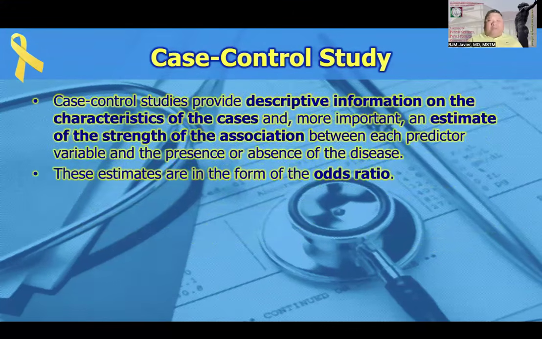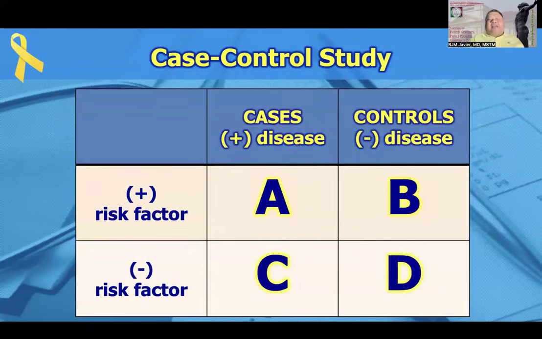Case control studies, however, provide descriptive information on the characteristics of the cases and, more importantly, an estimate of the strength of association. Again, when I talk of association, I am hinting at cause effect relationship. When we talk of the strength of association, this refers to the odds ratio. And this is your 2 by 2 contingency table. Whether or not you're dealing with a case control study or a cohort study or a cross sectional study that is analytical in nature, you can always come up with your 2 by 2 contingency table.